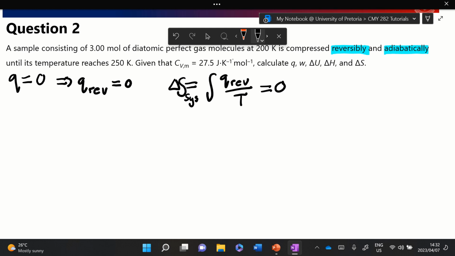But also, because it's done adiabatically, it means that there should be no heat exchange with the surroundings. In other words, our surroundings heat, or Q sur, is also 0. So the entropy change of the surroundings is also 0.